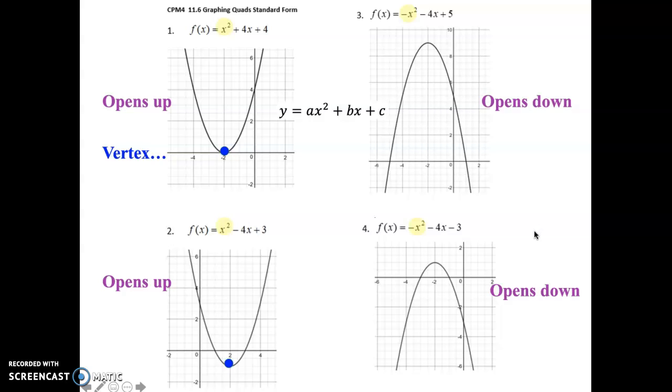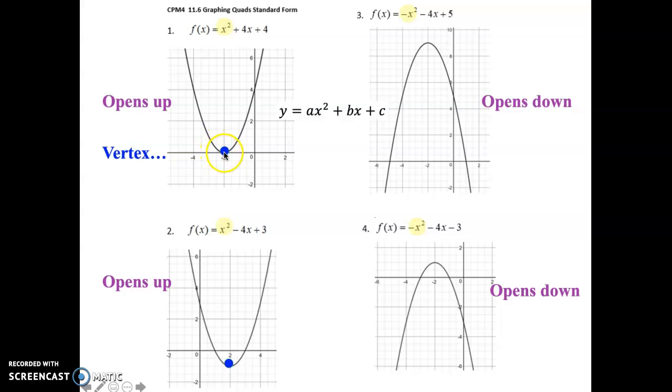Okay, a vertex. Vertex is the point on the graph. Oh, and by the way, the name for these graphs is parabolas. If you graph a quadratic equation, the equation forms a parabola when it is graphed. And the parabola either opens upwards or it opens downwards. It only opens upwards or it only opens downwards. It never opens sideways.